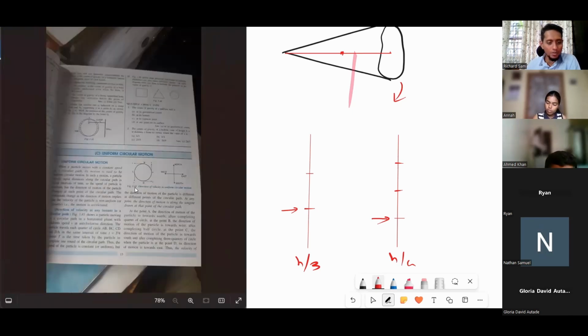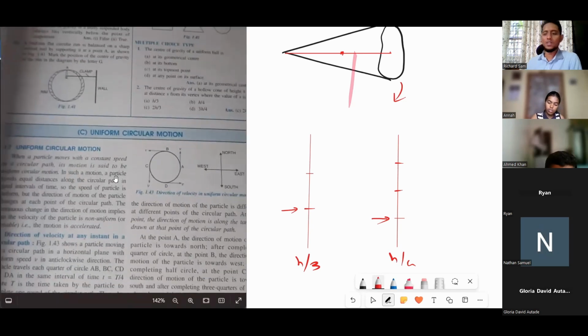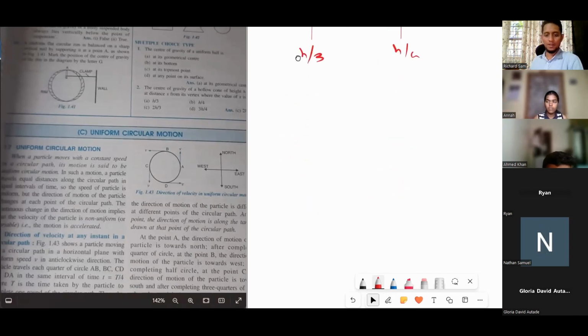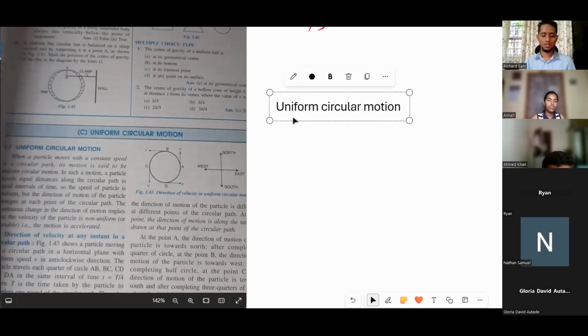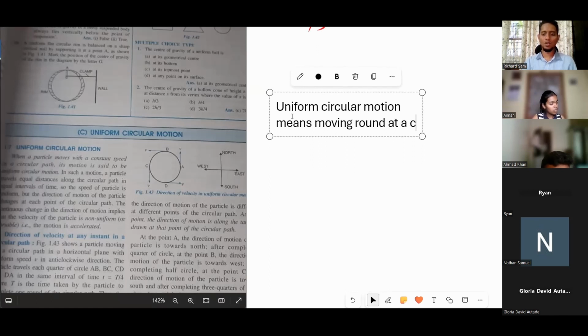Okay. The last topic here is about uniform circular motion. Now, when you hear this word uniform circular motion, what do you understand? Something going round and round at a constant speed. Speed is not increasing, it's not decreasing. It's moving at a constant speed. Right. So we can say uniform circular motion means moving round at a constant speed.